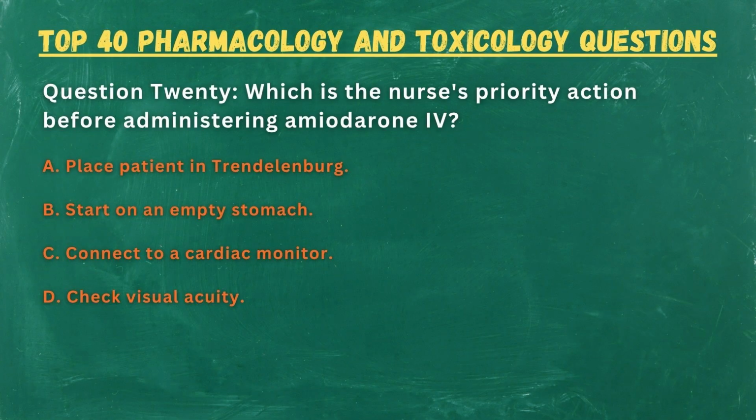Question 20. Which is the nurse's priority action before administering IV amiodarone? A. Place patient in Trendelenburg. B. Start on an empty stomach. C. Connect to a cardiac monitor. D. Check visual acuity. Answer: C. Connect to a cardiac monitor.